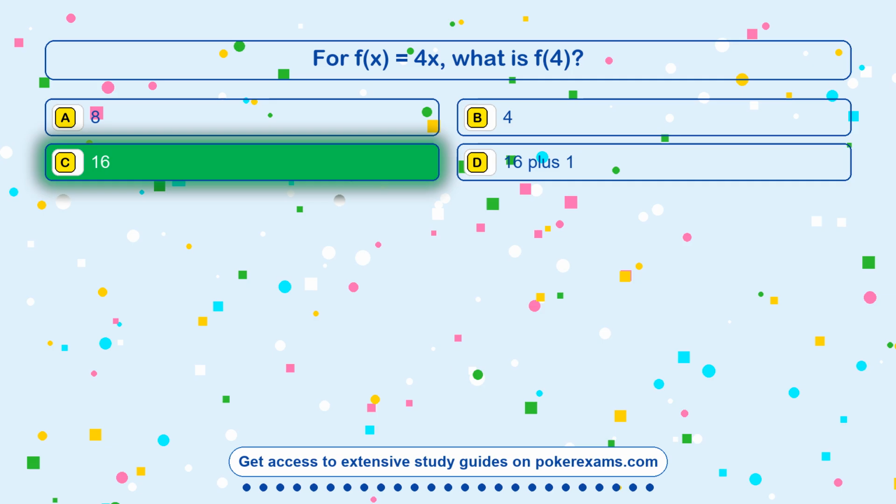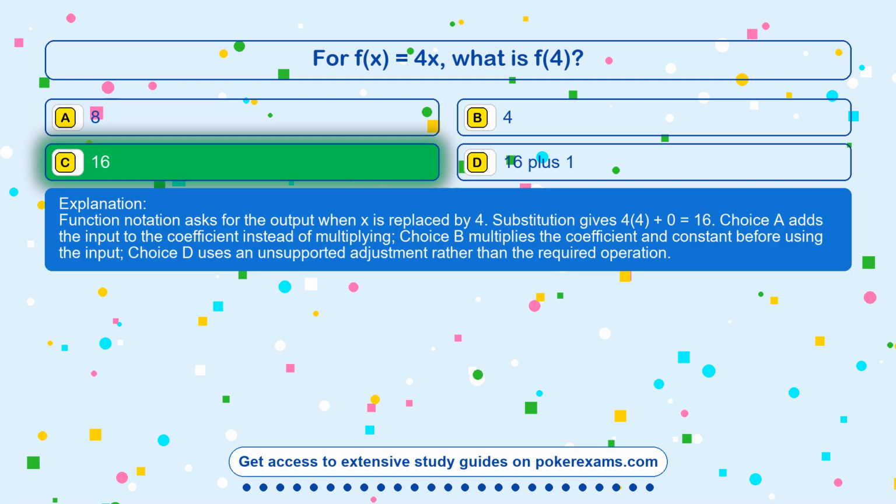The correct answer is option C, 16. Function notation asks for the output when x is replaced by 4. Substitution gives 4 times 4 plus 0 equals 16. Choice A adds the input to the coefficient instead of multiplying. Choice B multiplies the coefficient and constant before using the input. Choice D uses an unsupported adjustment rather than the required operation.